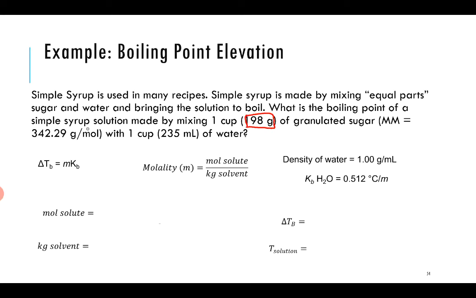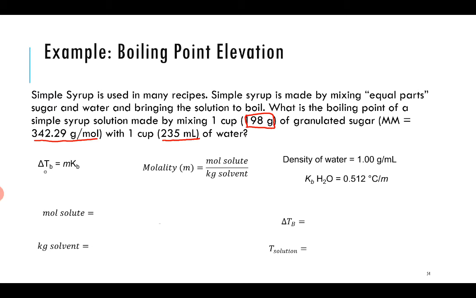And then I'm also told that the molar mass of sugar is 342.29 grams per mole. And I'm told that 1 cup of water is 235 milliliters. Feel free to pause the video at any point if you want to work it out on your own.